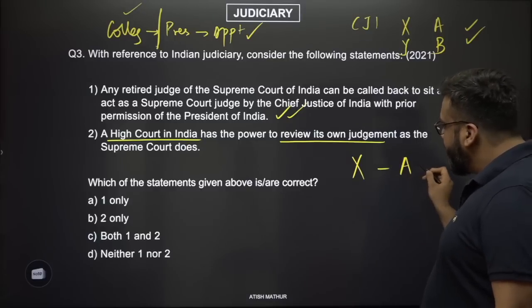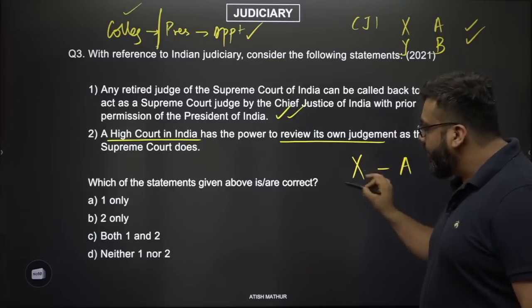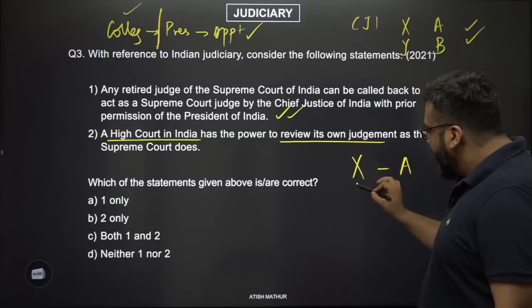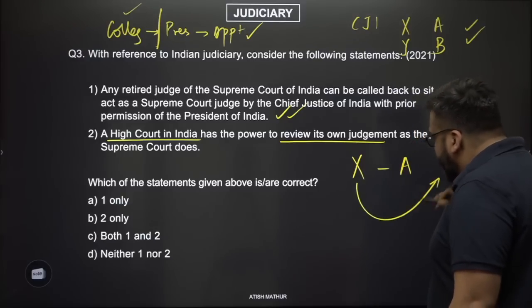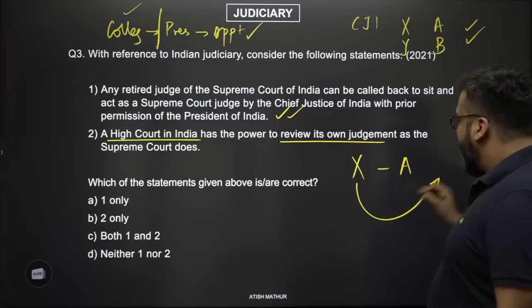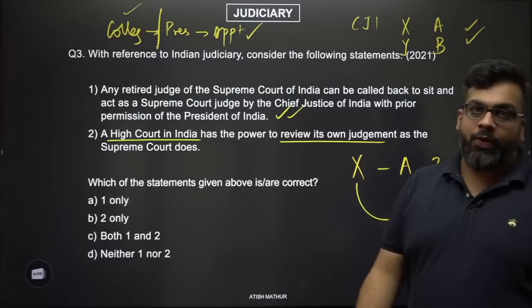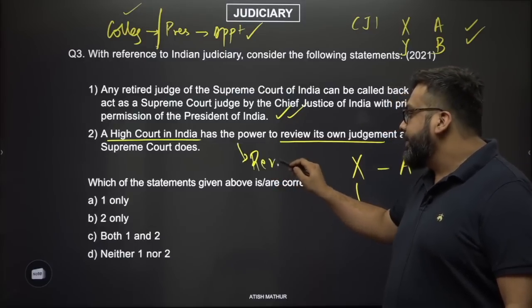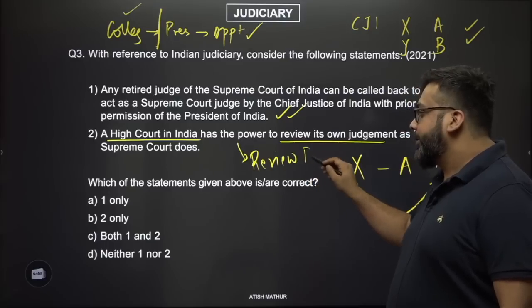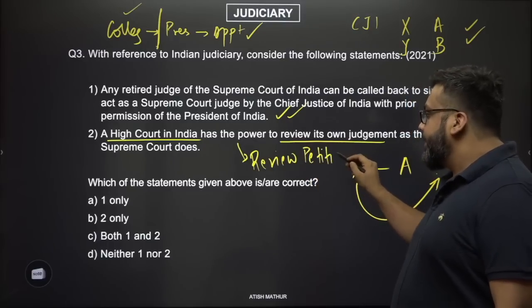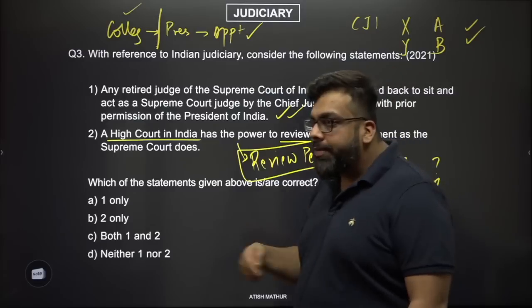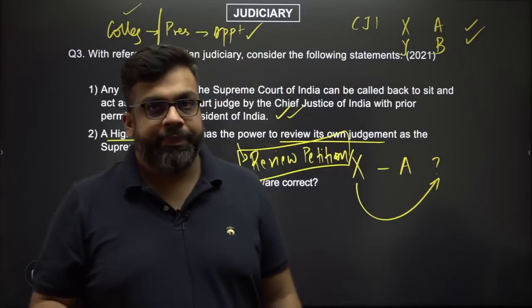You are unhappy with A's judgment on the X issue. You ask the Supreme Court to review the same case again and see whether the judgment was right or wrong. What this option is referring to is actually a review petition, the powers of a review petition. Can the same case be reviewed again?